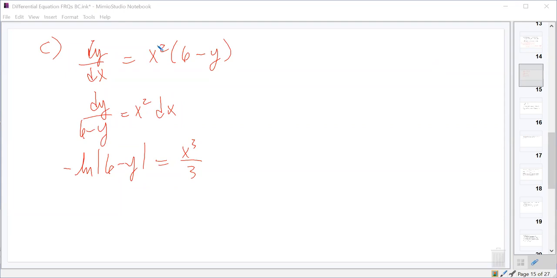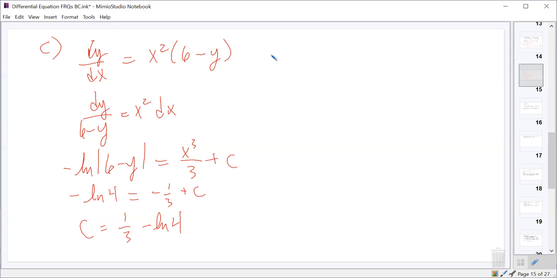Oops. So we separate the variable. We factored. We separated the variables. We integrated plus our constant. And then what do we get? What was the initial condition again? It was f of -1 equals 2. So negative natural log of 4 equals -1/3 plus c. So your constant is 1/3 minus ln 4. Everybody good there?